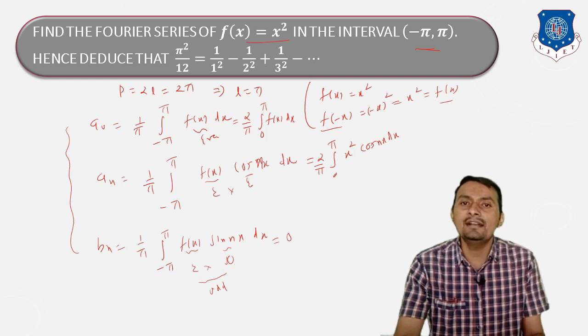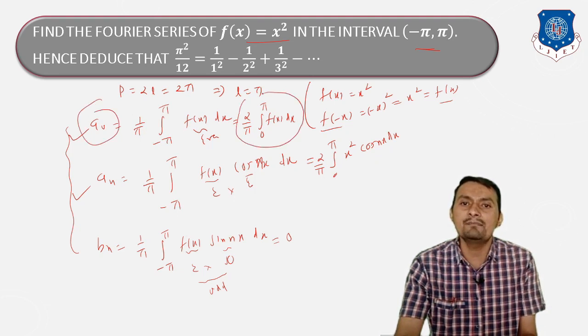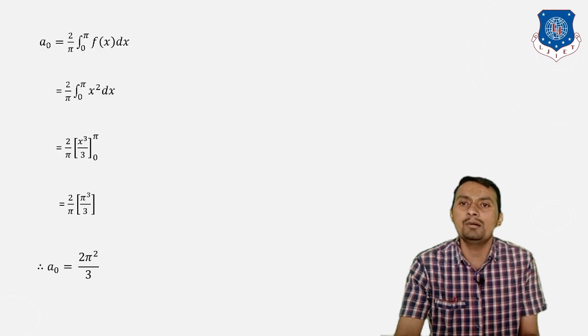That means if the function is an even function, we only consider a0 and an. Now let's have a look at the first one, a0. a0 is equal to 2 divided by pi integration from 0 to pi of f x dx, but f x is equal to x square.